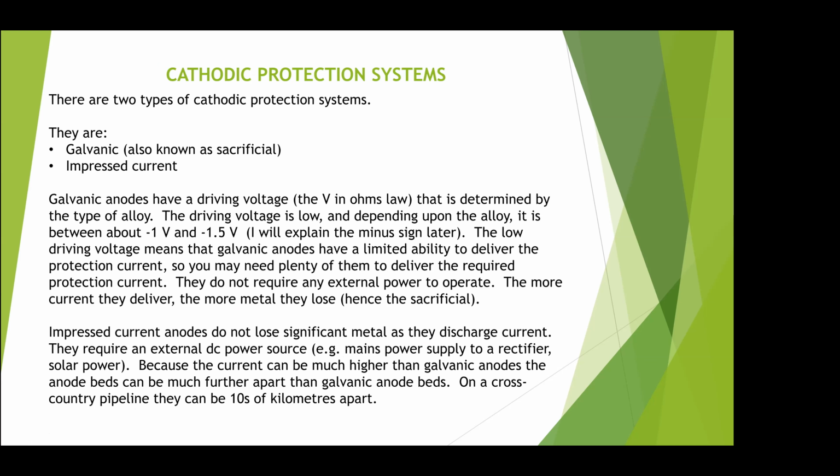Now, there are 2 types of cathodic protection system. One is called galvanic, which is also sometimes called sacrificial, which I'll explain in a minute. And the other one is called impressed current. Now, the galvanic anodes have a driving voltage, which is the V in Ohm's law. And that driving voltage comes from the type of alloy it is.